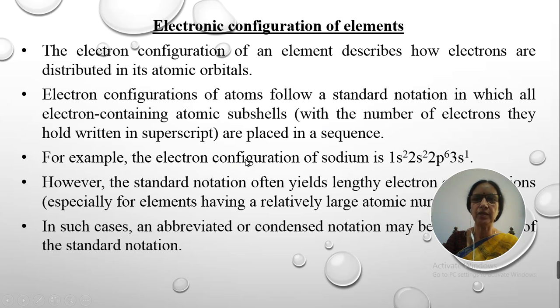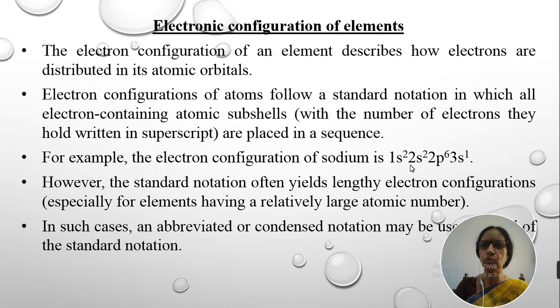For example, I'll give the example of sodium. The atomic number of sodium is 11 and that can be written in this manner, that is 1s2, 2s2, 2p6 and 3s1. So totally 11 electrons are there. And we know that according to Pauli exclusion principle, the first orbit can be accommodated with only 2 electrons and the second orbit will be accommodated with 8 electrons.